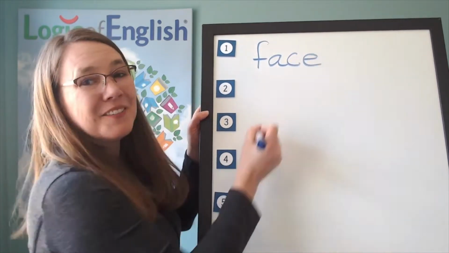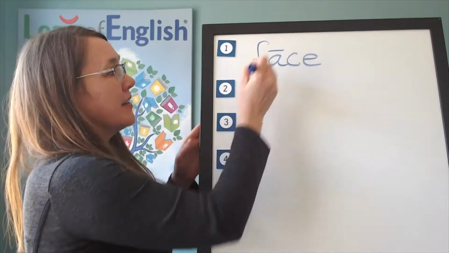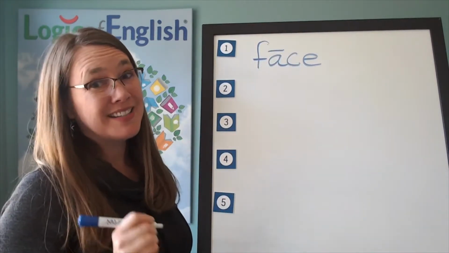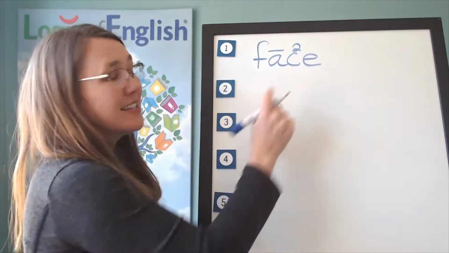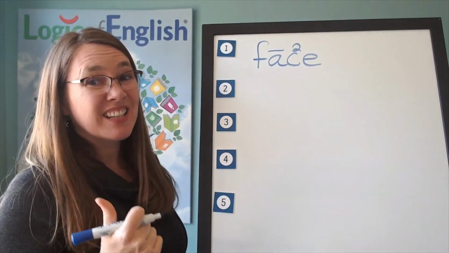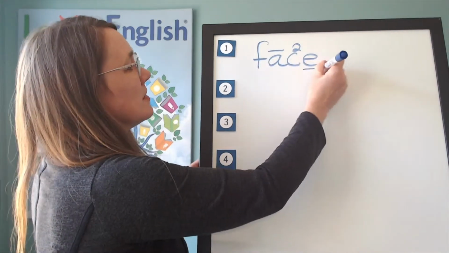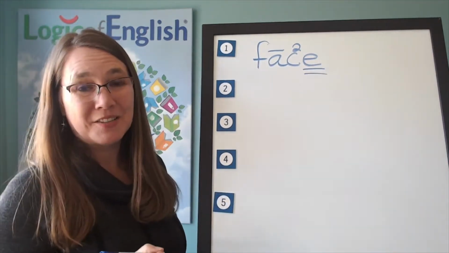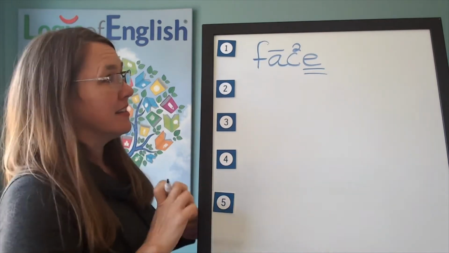A-S. Silent final E. How do we mark face? We'll put a line over the A. Why? It said its long sound. We'll put a 2 over the K. Why? Because K, face, it's saying its second sound. And we'll double underline the silent final E. Why do we have a silent final E in face?